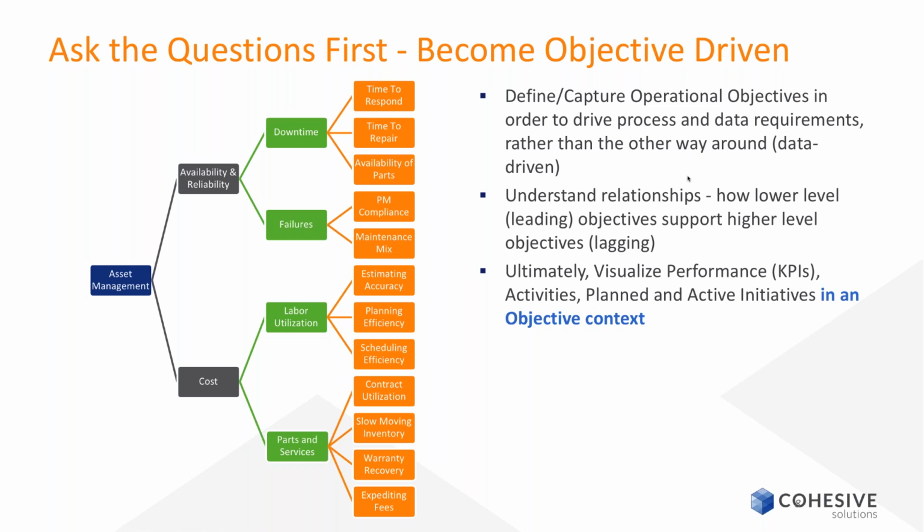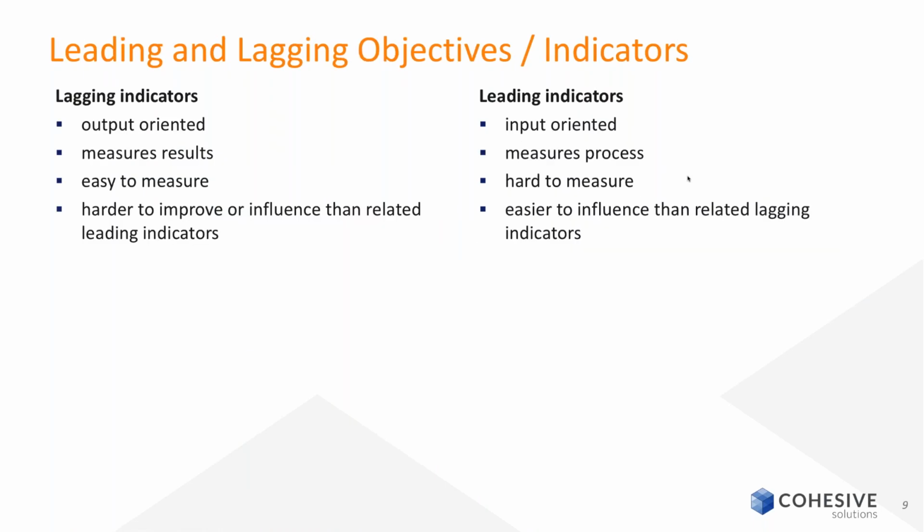From this point forward, it is critical to visualize and communicate performance via KPIs, activities, and planned and active initiatives in an objective context. Without this context, it's entirely appropriate when looking at data or measures or a dashboard to say, who cares? Objectives give us priority and focus.